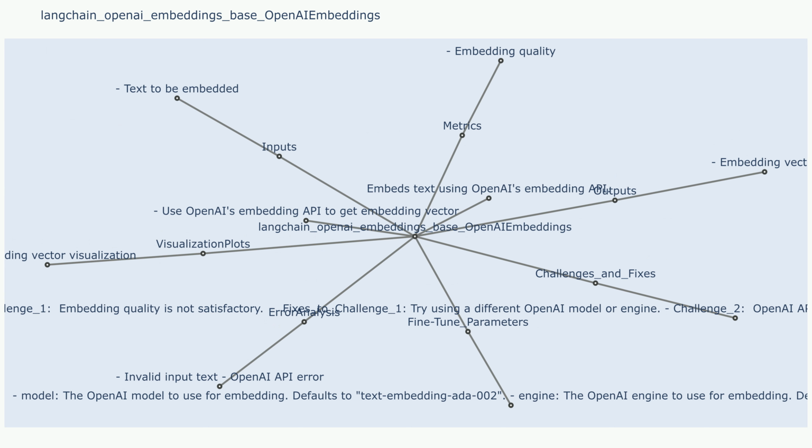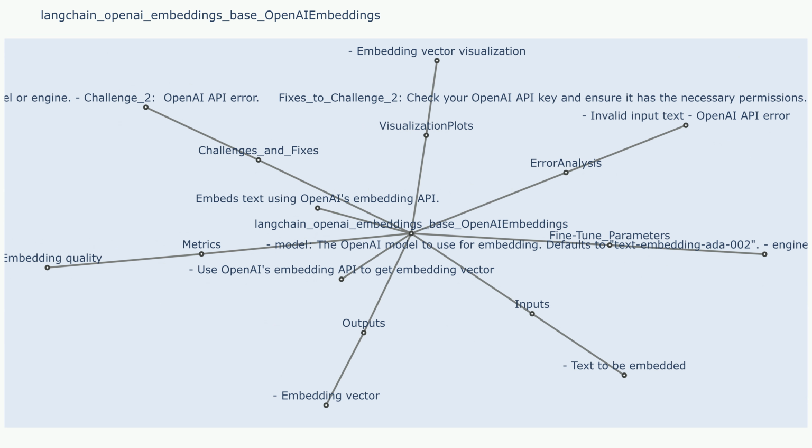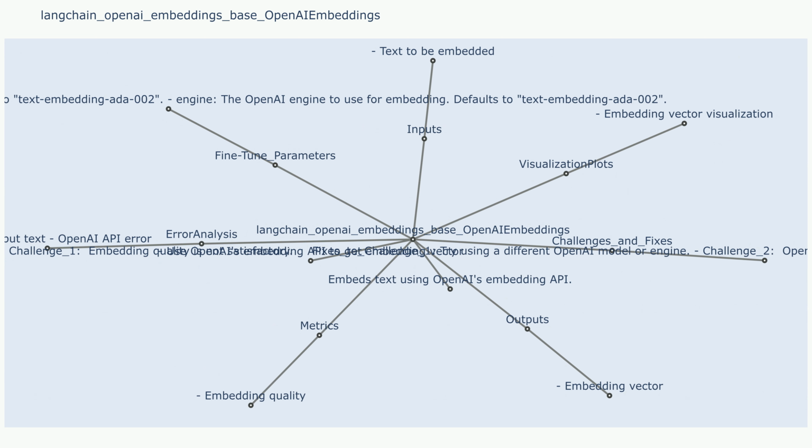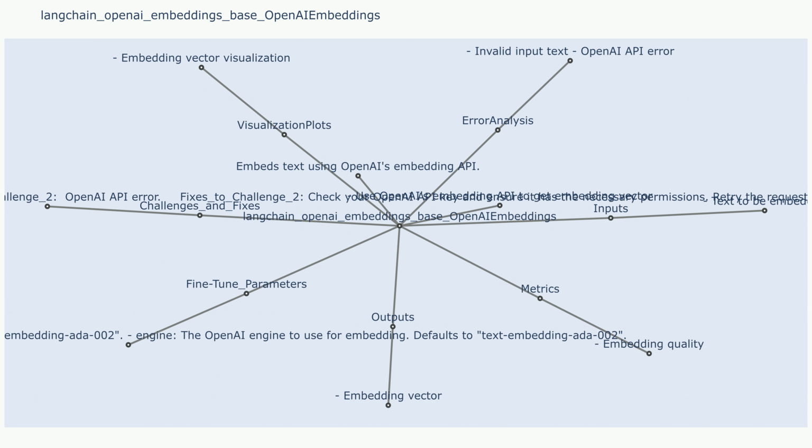Inputs: text: the input text for which you want to generate an embedding. This can be a single string or a list of strings. Model: the OpenAI embedding model to use. You can choose from various models like text-embedding-ada-002 or text-embedding-babbage-001, each offering different trade-offs in terms of performance and cost. Outputs: embeddings: a list of numerical vectors representing the input text. Each vector has a dimension determined by the chosen OpenAI embedding model.